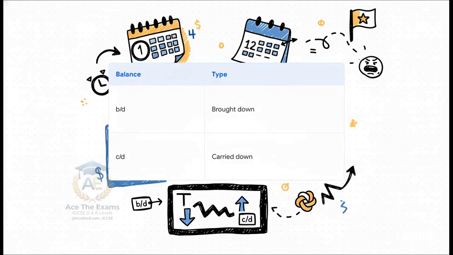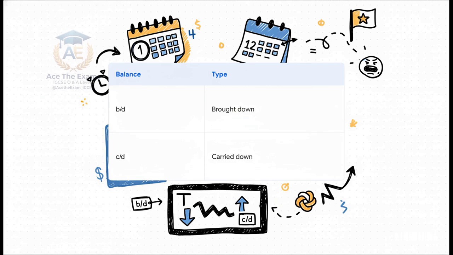Now, zooming in on that T-account, we really need to clear up a vital distinction. This catches out thousands of students every single year. It's the difference between balance BD, brought down, and balance CD, carried down. The carry down balance is your closing plug figure at the very end of the current month. But the brought down balance, that's the opening figure for the next month. Flipping these around or just sticking them on the wrong side of the ledger will completely derail your entire trial balance phase. Get this right, though, and your transition into those final financial statements will be perfectly seamless.